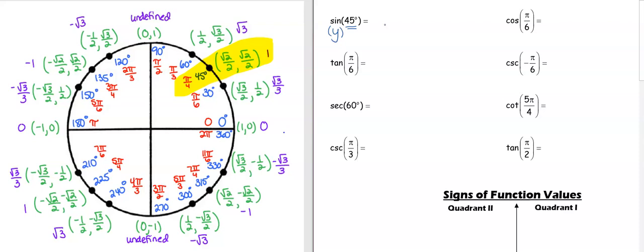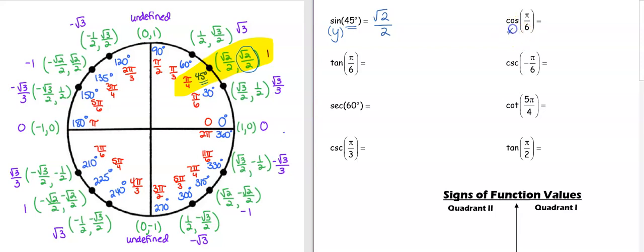So if I'm looking at 45, the y coordinate, the second coordinate right here, is going to be root 2 over 2. Again, you can see that we are looking at the y coordinate of 45 degrees on the unit circle. Our next one, we have cosine.